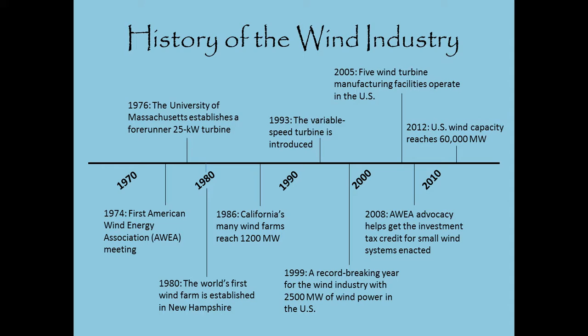In 1993, the variable speed turbine was introduced. This turbine had a gearbox similar to the modern-day turbine, and by the 2000s, there were 5 major wind turbine manufacturing facilities in the United States, and now the country's wind capacity is over 60,000 megawatts.